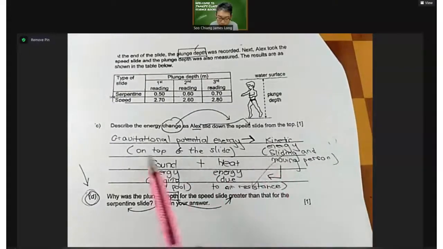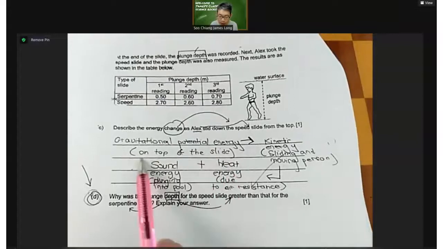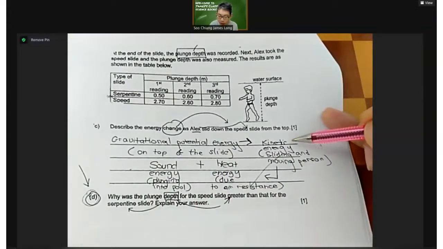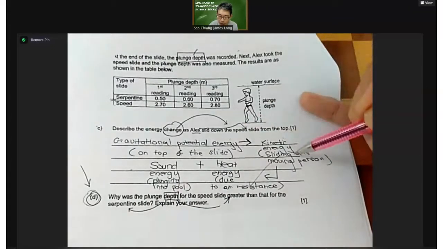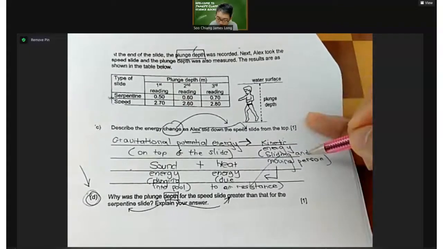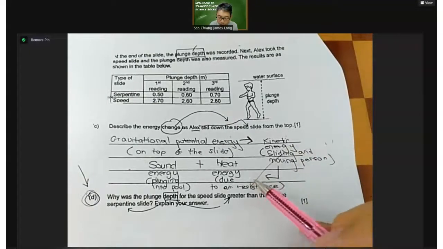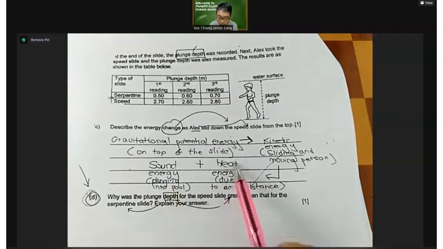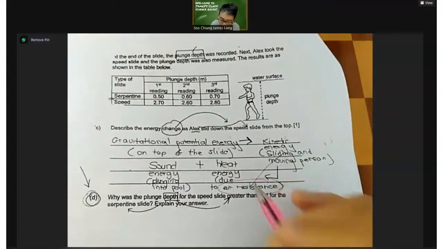It seems correct. Gravitational potential energy is possessed by this person at the top of the slide. Good, they mentioned the source of the energy. As it moves down, the person starts to have more kinetic energy. The GPE converts to KE as it's sliding. Sliding and moving person. Okay, just say moving person will do. And then when the person hits the water, it converts into sound energy, plunging in the pool. Heat energy. This is not due to air resistance.